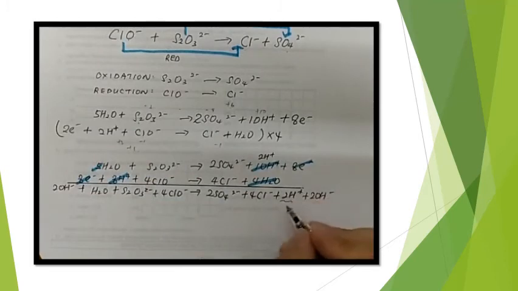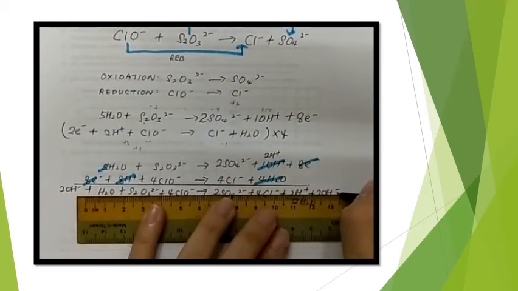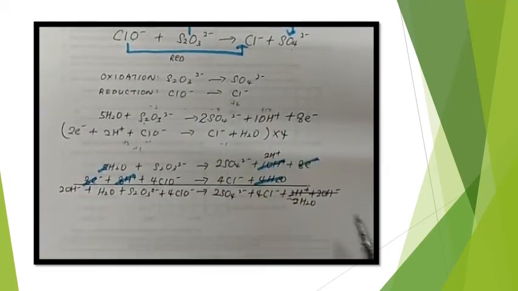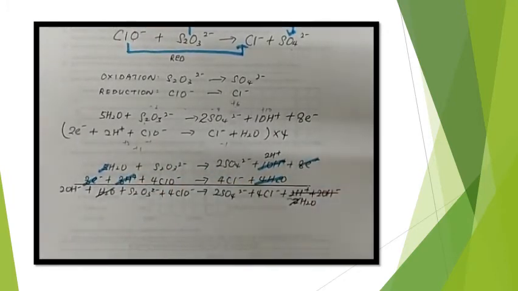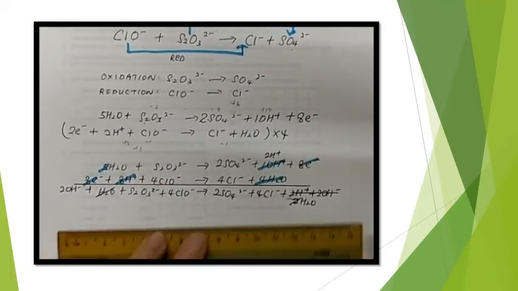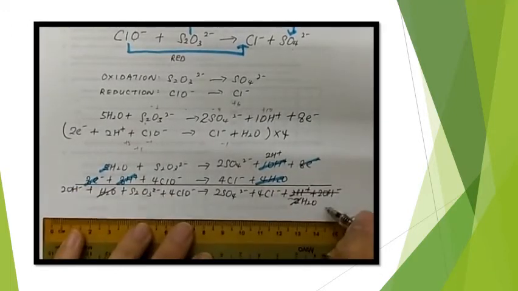So the 2 OH negative over here, right, it will become 2H2O. Okay, so here become 2H2O. And then there is 1 H2O over here, so I can cancel 1, remain 1 H2O. So this is the final answer. Okay, so this one is the final answer.